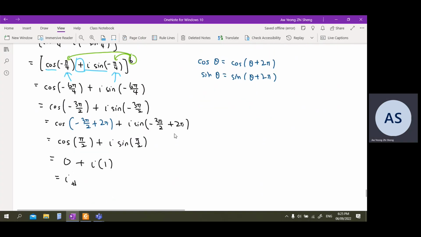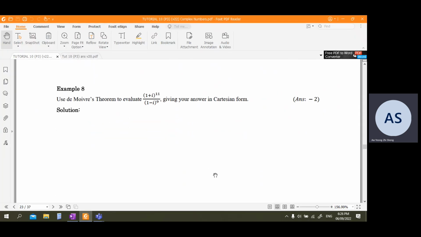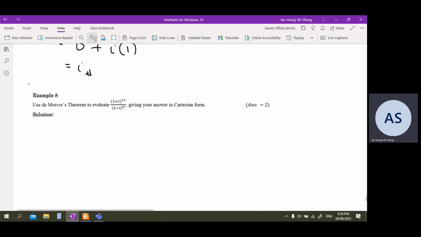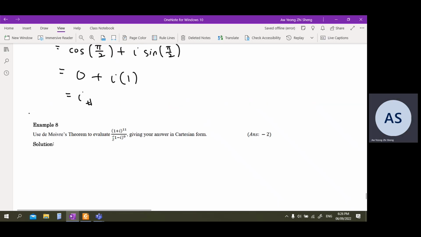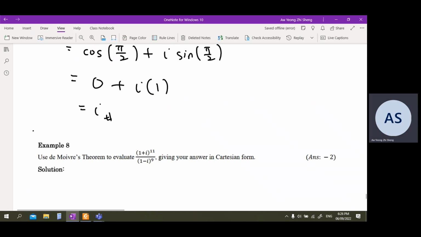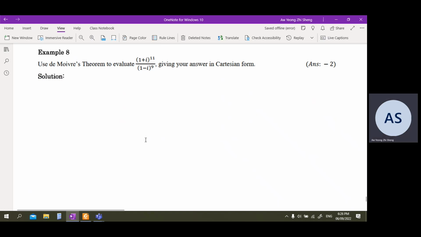Okay. So next, example 8, which is also the last question that we'll discuss in this video. Use the Moivre's theorem to evaluate this fraction with very high powers, giving an answer in Cartesian form. Yeah, so this is a kind of question where the Moivre's theorem will be very useful, or else it will be such a pain to simplify the thing.